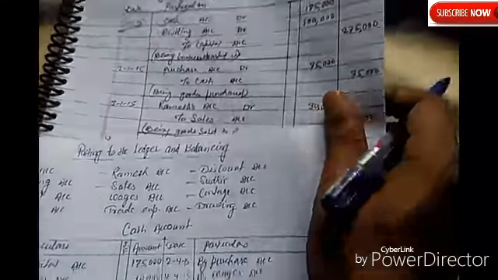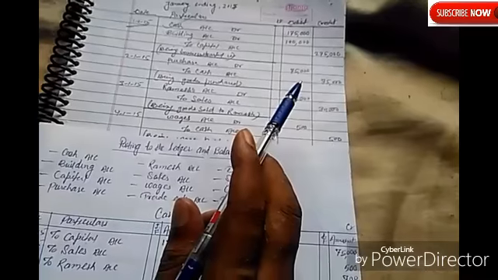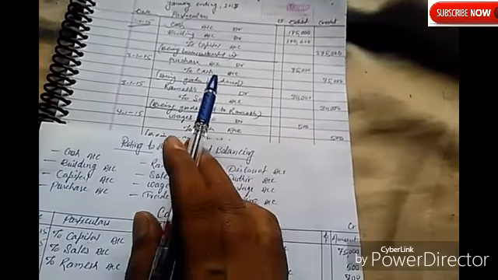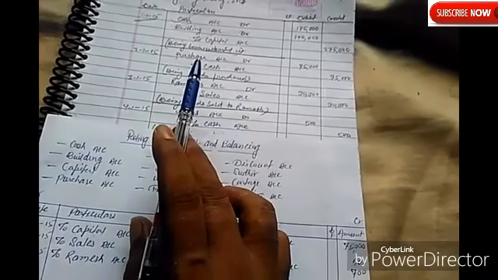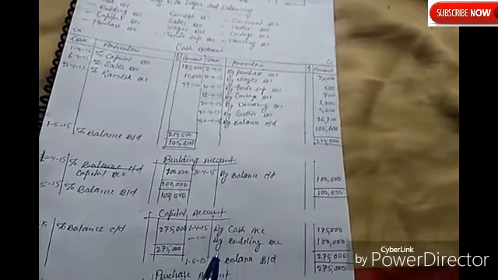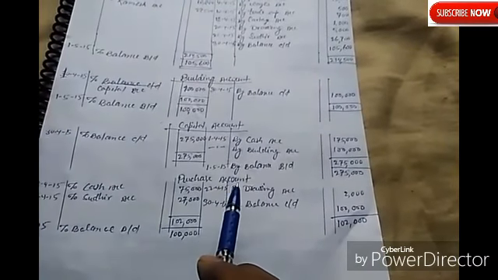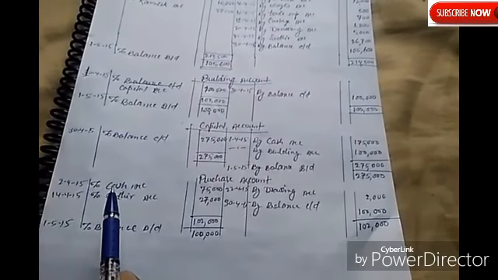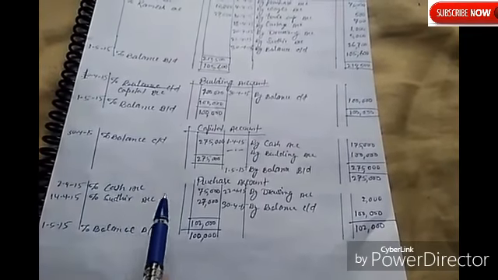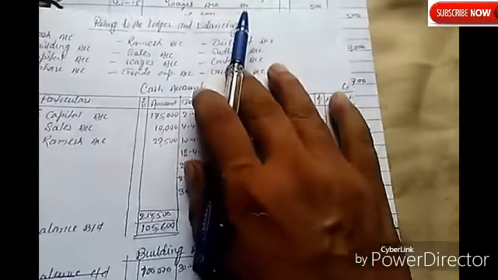Now see another transaction on 2nd January. Purchase account debit 75,000 to cash account. If you prepare the ledger for the purchase account, the heading is purchase account. Purchase is a debit, so write here on 2nd January, to cash account 75,000. This is also over.